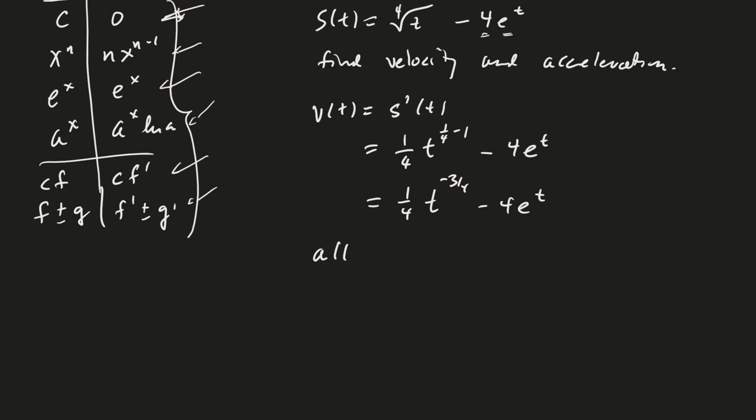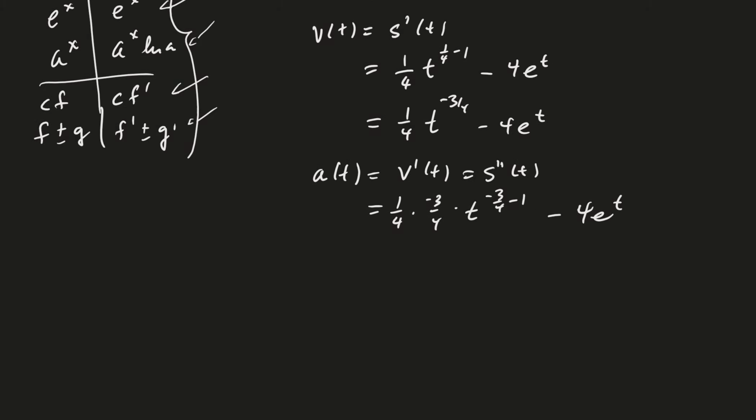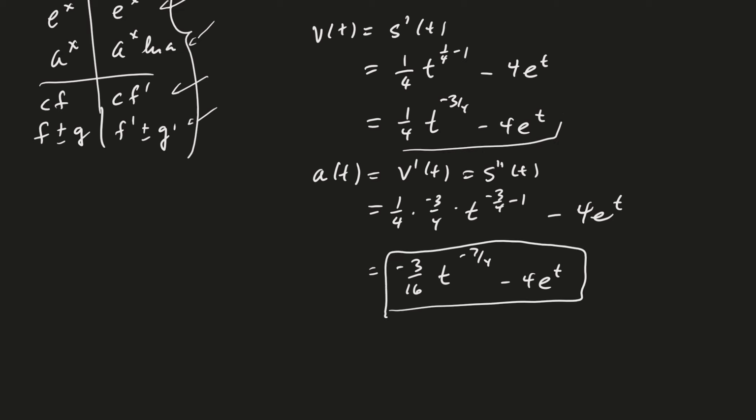And now for the acceleration, we take the derivative again, v prime of t, which is s double prime of t. And so in that case, you notice that you're going to have 1/4 times minus 3/4 times t, and then it's going to be minus 3/4 minus 1. And then the minus 4e to the t just comes along for the ride, right? Good. So that's going to be minus 3/16 t to the minus 7/4. Is that right? Minus 4e to the t. Good. So there's your acceleration at time t. There's your velocity at time t. Good.